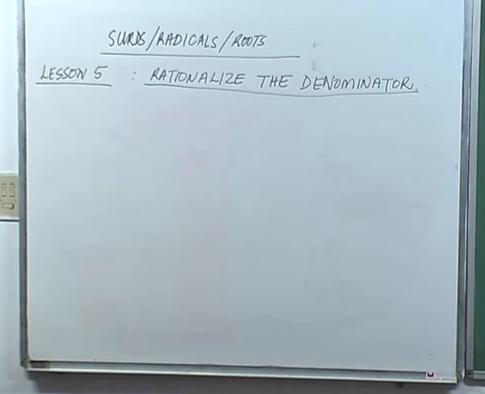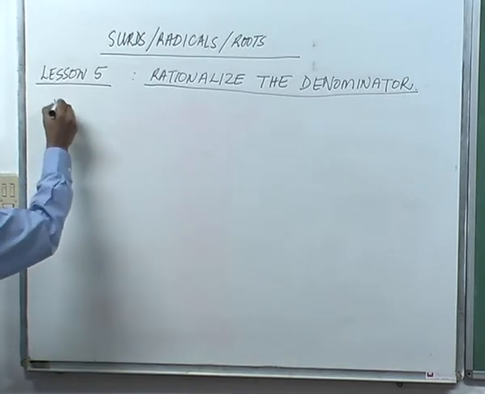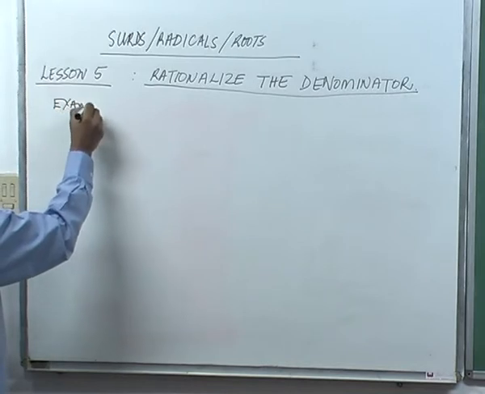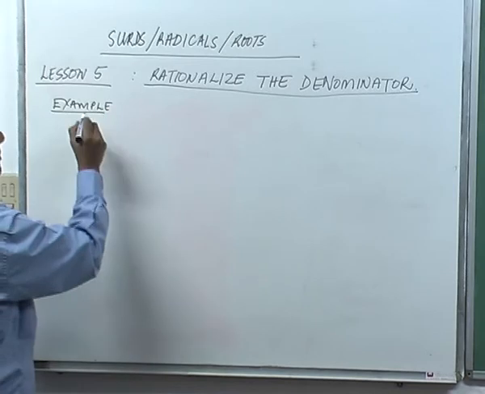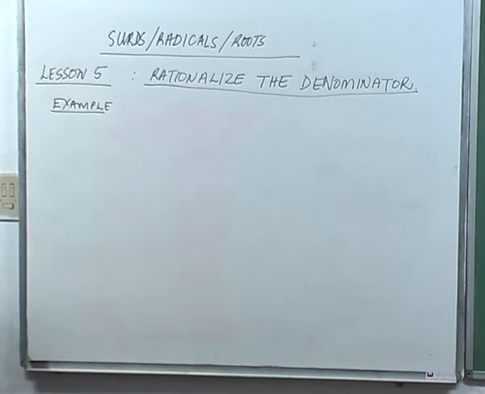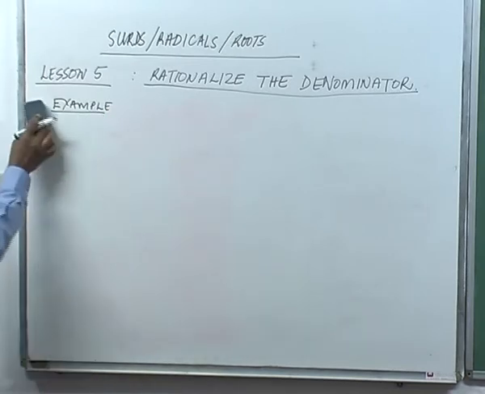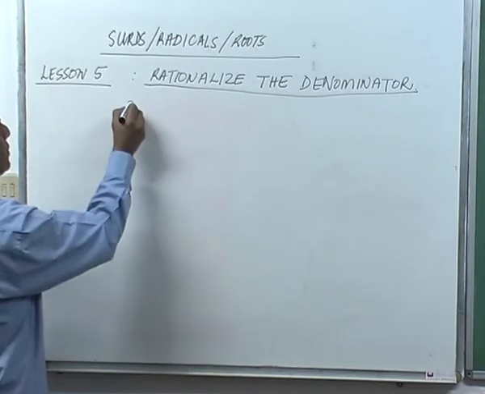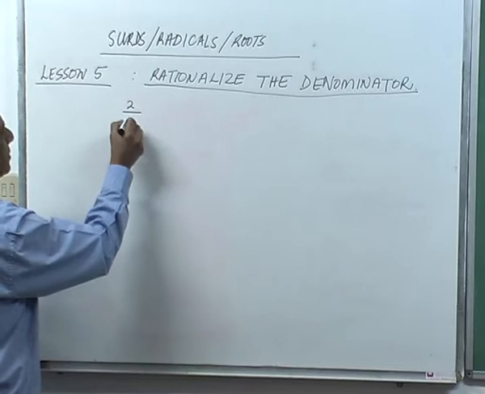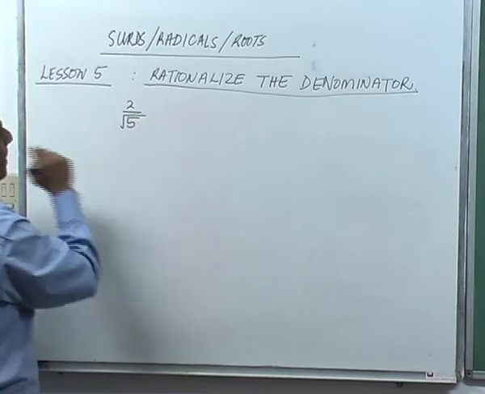Okay, we're moving on to lesson 5, and in lesson 5 we learn how to rationalize the denominator. So let's take an example. Let's take examples where we have to rationalize the denominator. Well, firstly, even before we do an example, let us understand something. Let's just put an example on the board. Suppose I gave you 2 over square root of 5.